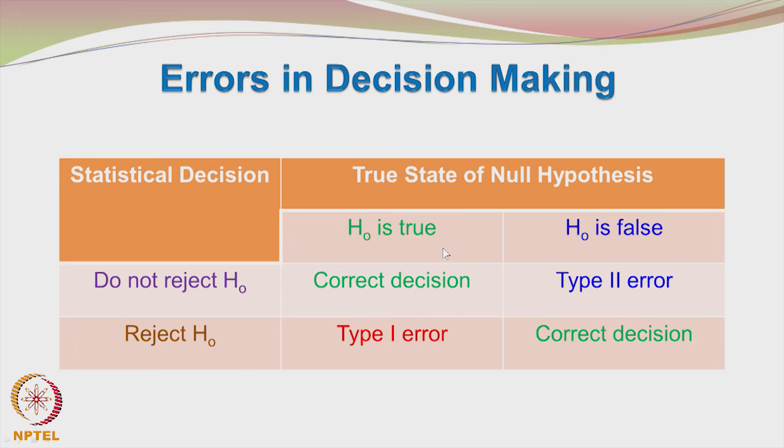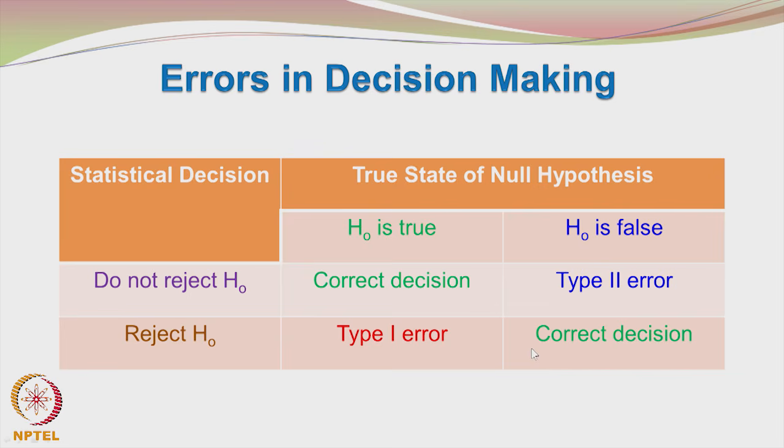So, if H naught is true and the decision made is do not reject H naught, obviously you have made a correct decision. But when H naught is false actually and you have made a decision not to reject H naught, a less serious type 2 error has been made. When you reject H naught, when H naught is actually true, then you have made a more serious type 1 error. And again, when H naught is false and you have rejected H naught, you have definitely made a correct decision. Why is a type 1 error more severe?